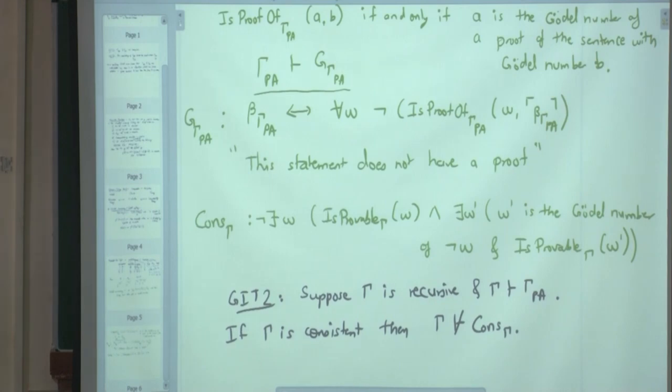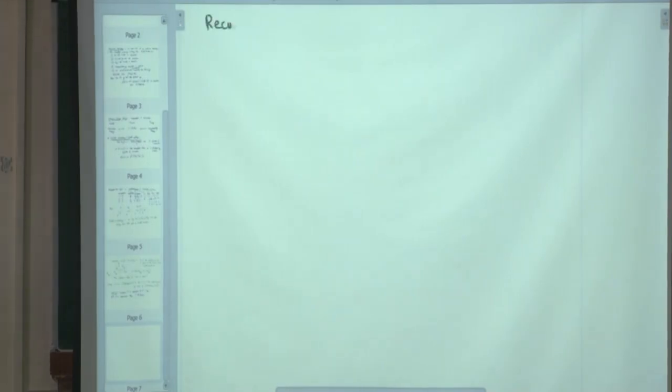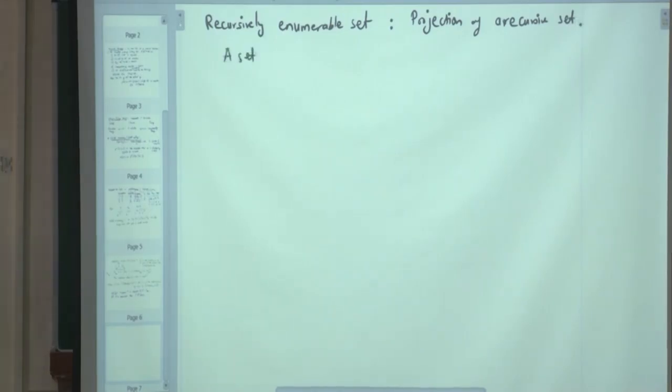And the thing that I did not mention is what is recursive. Just write down these definitions. A recursively enumerable set is the projection of a recursive set. And when do you call a set recursive? If its characteristic function is recursive, because we can always switch between sets and functions. So this is the projection of a recursive set.